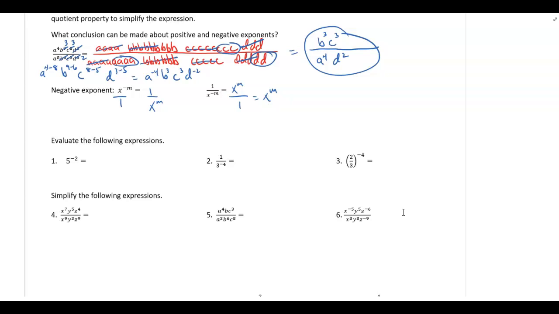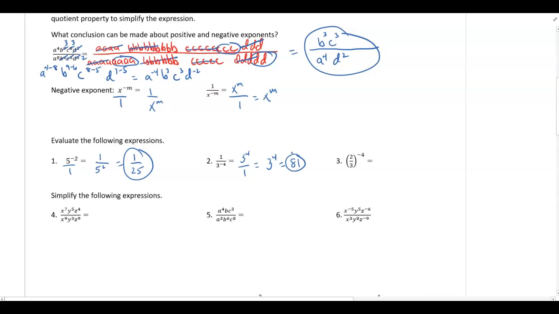So if we had to evaluate the first few expressions here, how would I evaluate these? Well, 5 to the negative 2, right now that's over 1. How do I get rid of the negative exponent? I move it to the denominator. That becomes 1 over 5 to the positive 2. And 5 to the second power is equivalent to 25. So that would be equal to 1/25. Number 2, to make that exponent positive, where do I have to move it? I'm going to move it to the numerator. And now I can evaluate that. 3 to the fourth power would be 81.